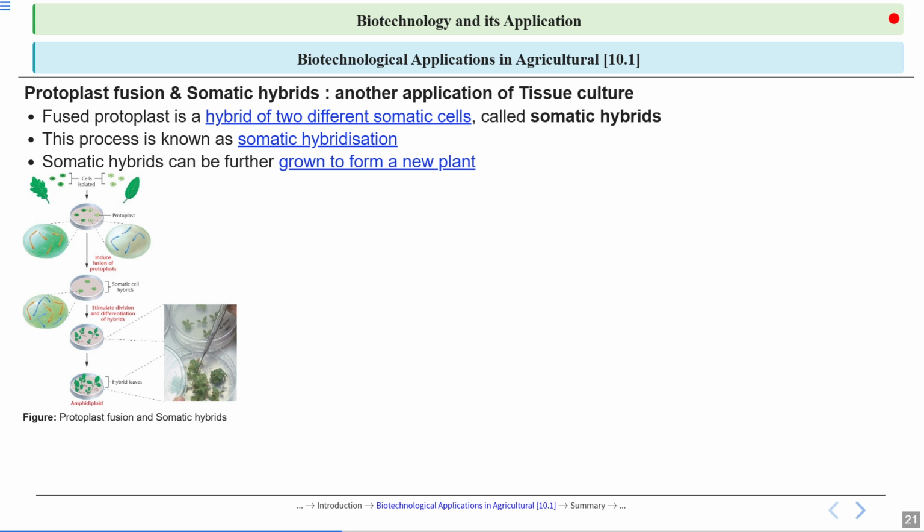Now we will fuse this protoplasm. Because of this fusion of protoplasm, we made a somatic cell hybrid. These cells have totipotency in them, and now it will stimulate the division and differentiation of this hybrid, and there will be formation of hybrid leaves. Now these hybrid leaves have the tendency to grow further into a new plant.